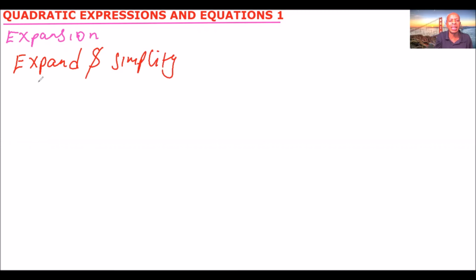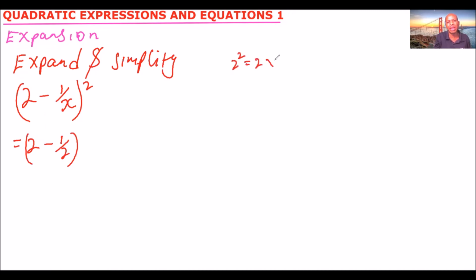And how do we do that? Okay, this is our example. We have (2 minus 1 over x) squared. It is similar to the example that we have just done. So we are going to write this as equal to (2 minus 1 over x) times (2 minus 1 over x). I've told you that if you have 2 squared, it's the same as 2 times 2. So we are just expanding the square.